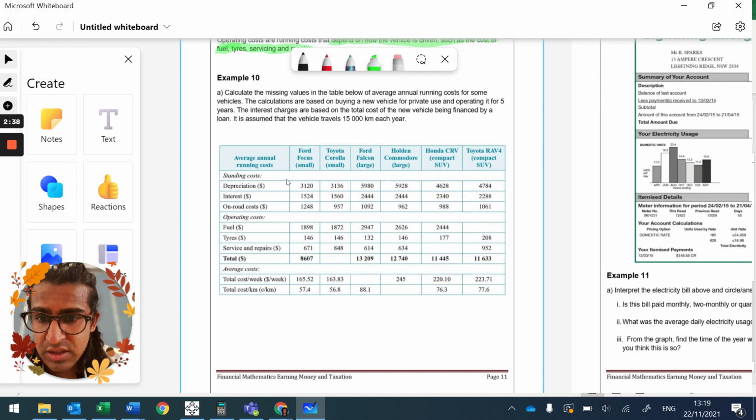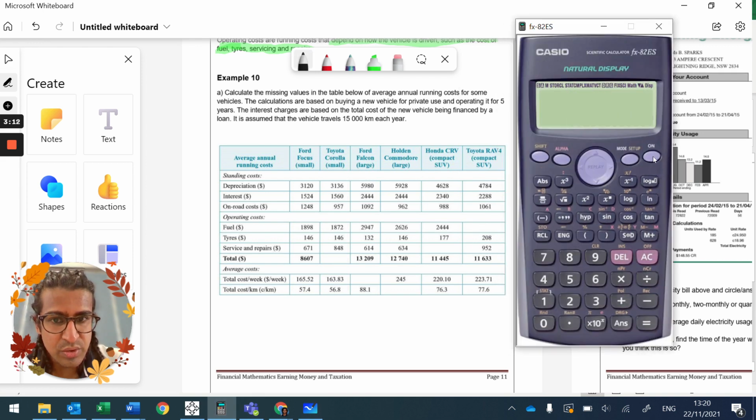The Ford Focus has all of its costs. You can see these depreciation amounts are all filled in, so we don't need to worry about how they got that. The interest is also filled in for all of the cars, and the on-road costs are also filled in. The only things that aren't filled in are one or two spots here, but in all of these, the total has been filled in. So what do you think we need to do? My hunch is that we add up all of these and then we get our total. So let's just see.